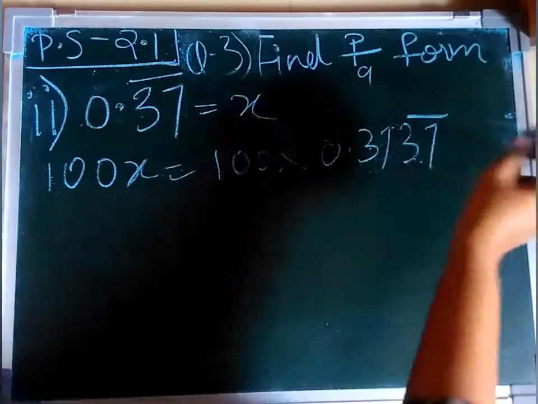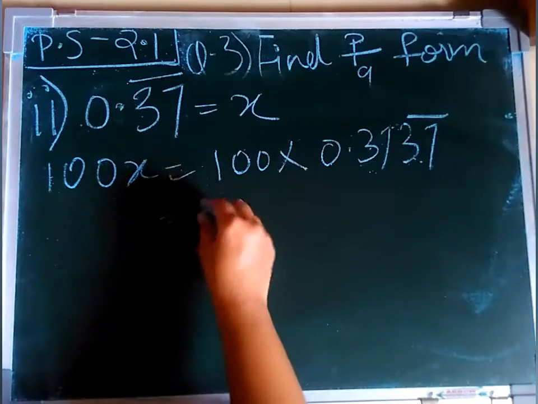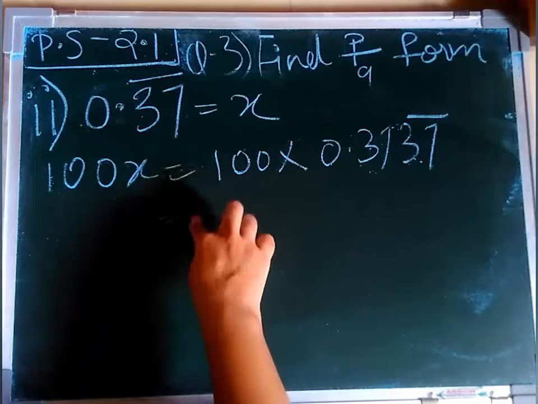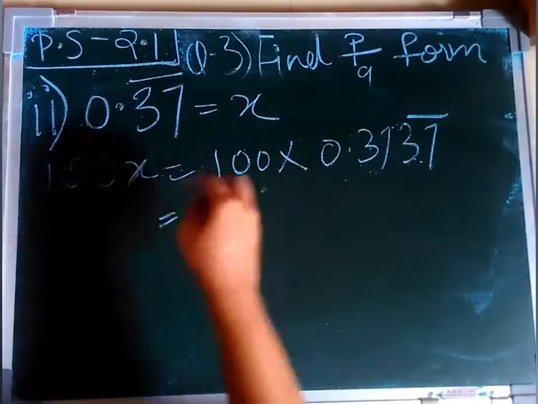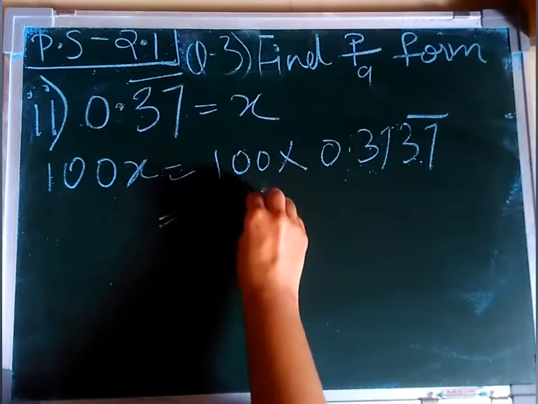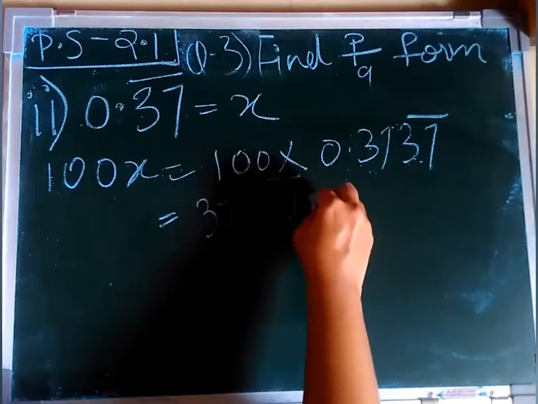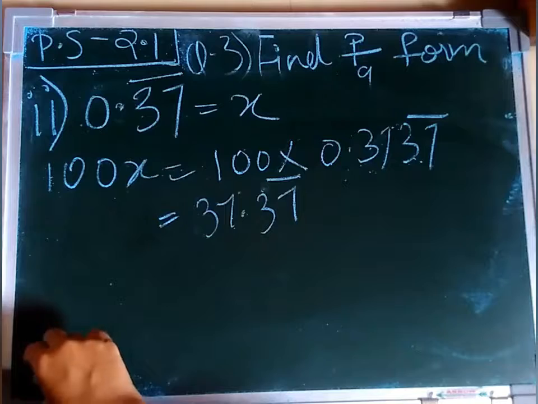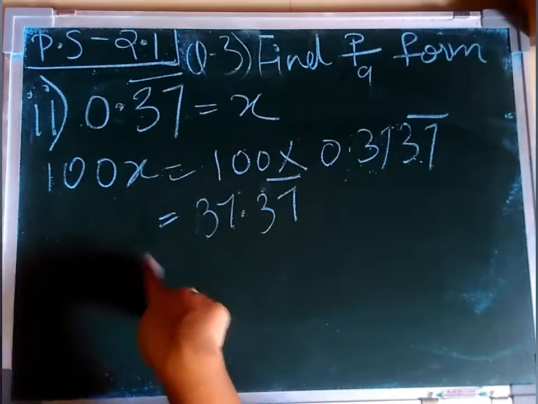0.3737, and this 37 is repeating. So multiply by 100, meaning shifting the decimal point 2 times. Then that will give me 37.37, and again this is repeating, so I am using that bar symbol. Okay, is this clear?